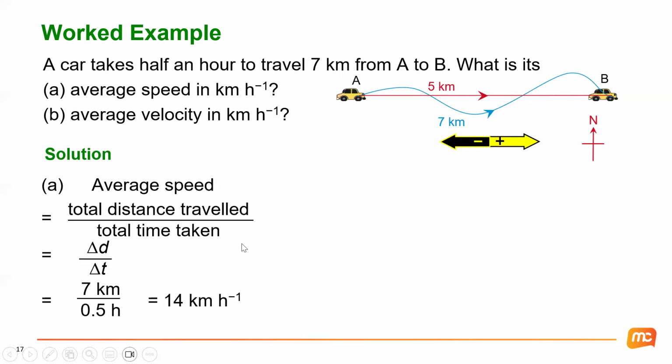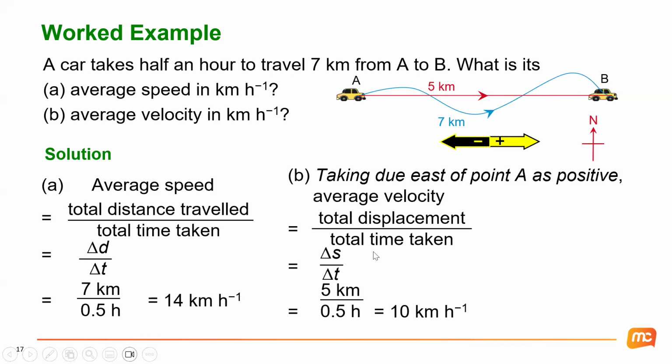But when I talk about velocity, okay, the formula goes to average velocity is total displacement over total time. The total displacement will not be 7 kilometers. It's only the distance between A to B in a straight line. So it is only 5 kilometers. So it's 5 kilometers divided by total time, which is half an hour. I get 10 kilometers per hour. So there is a difference between speed and velocity. Okay, because one uses distance, one uses displacement.